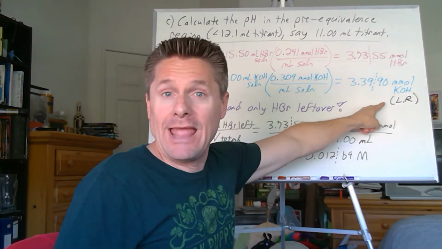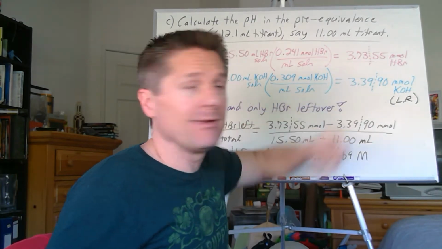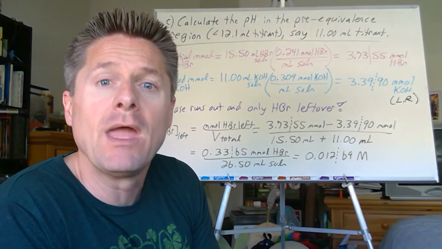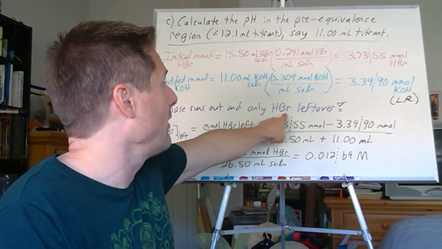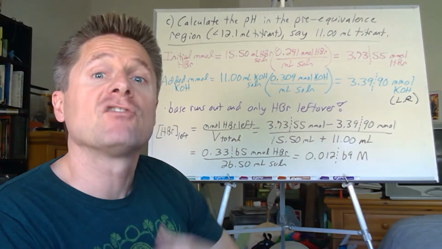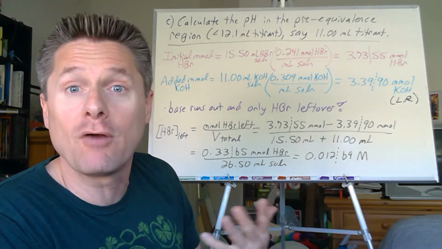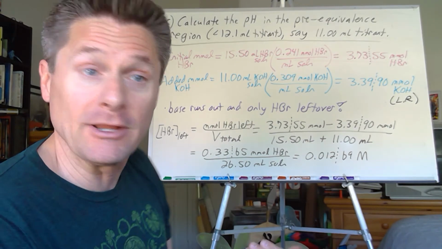That's our limiting reactant, right? There's less base than there is acid. So when they neutralize in a 1-to-1 ratio, we can just simply subtract them, and what's left is the leftover HBr. All the base is gone, so we literally just have a solution of a strong acid left over. It's just less than we had initially.